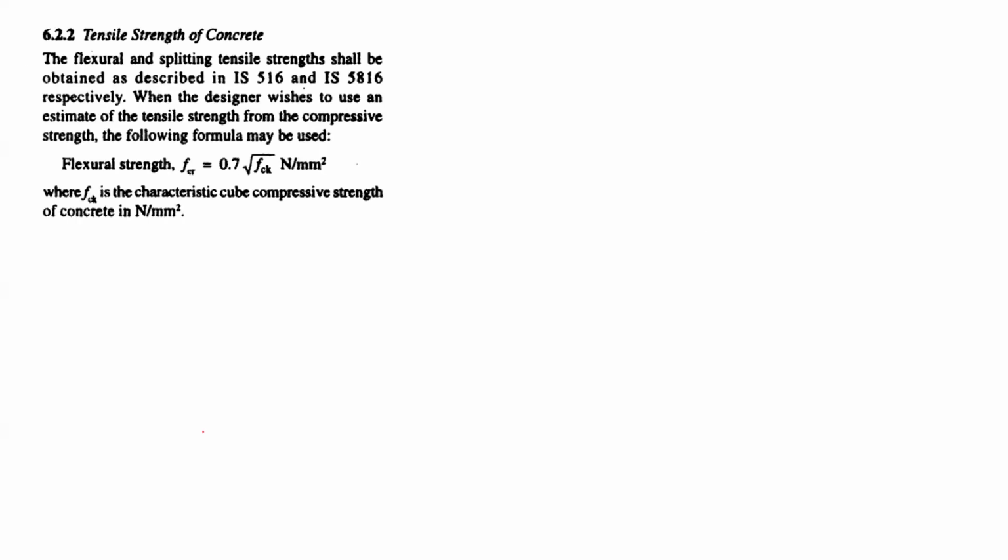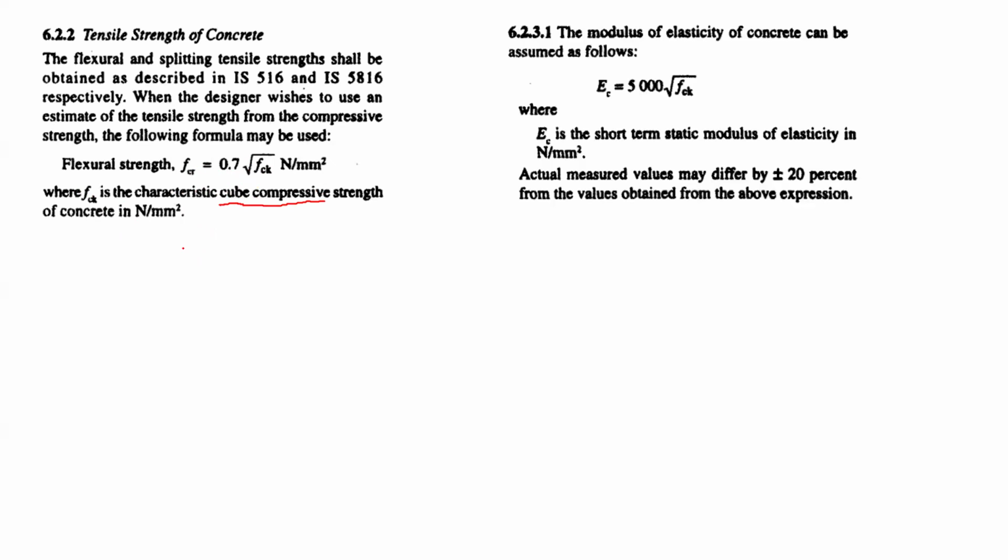Then we have tensile strength. It is not actually required for RCC, but it may be asked. So we have fcr, that is the flexural strength of concrete, or cracking strength, which is 0.7 root fck, and fck is the characteristic cube compressive strength. Sometimes they ask what is fck. This is the cube compressive strength, and the cube generally is 150 by 150.